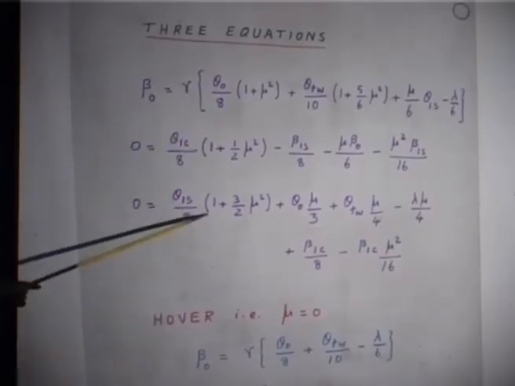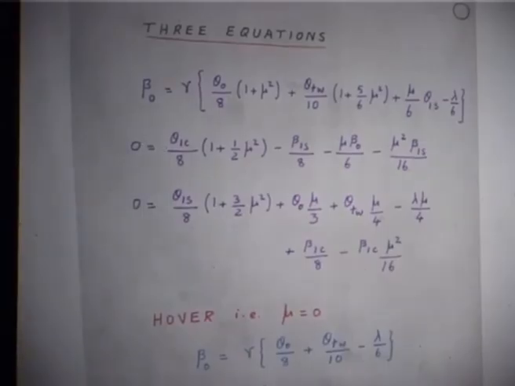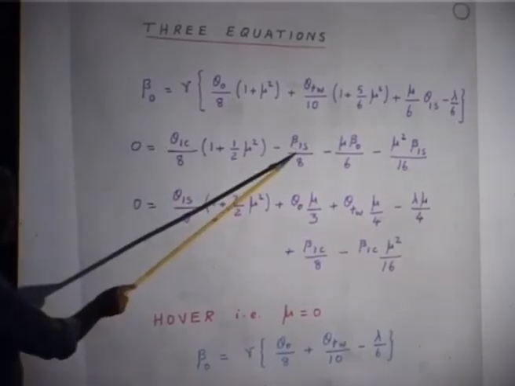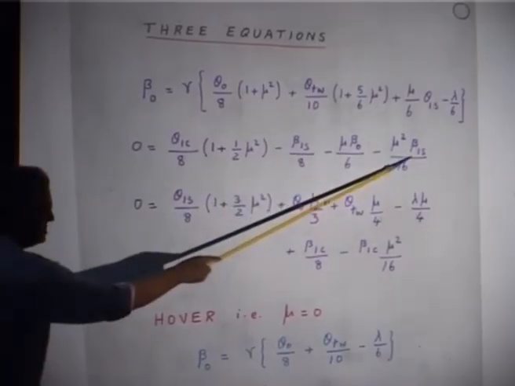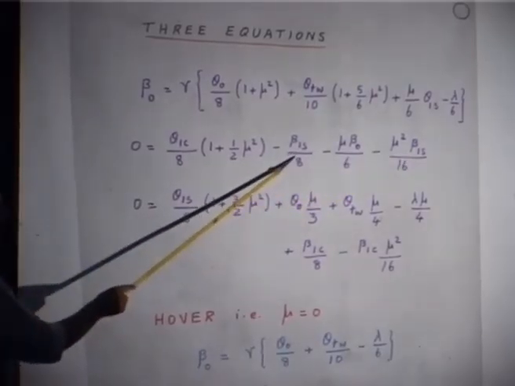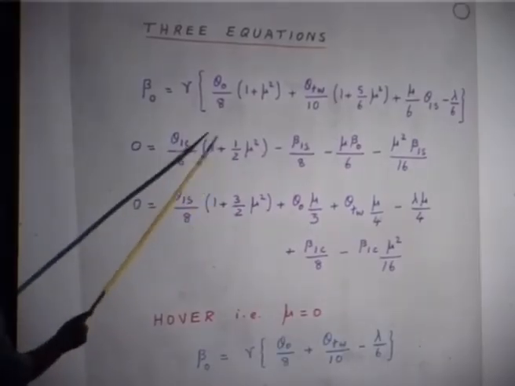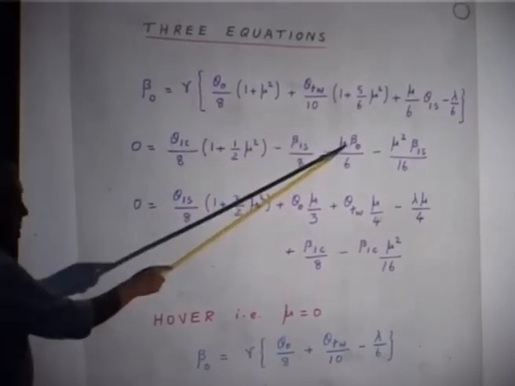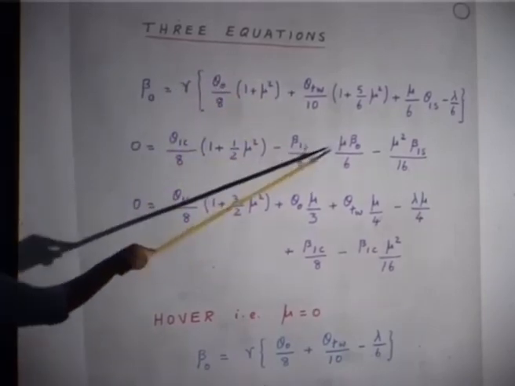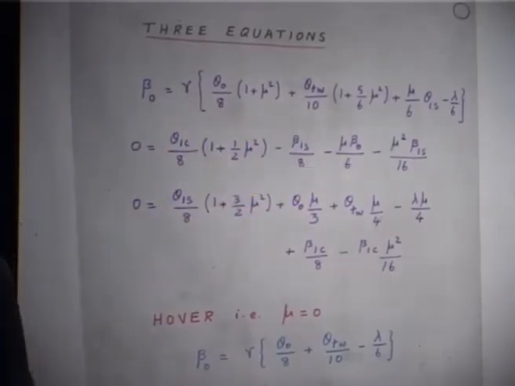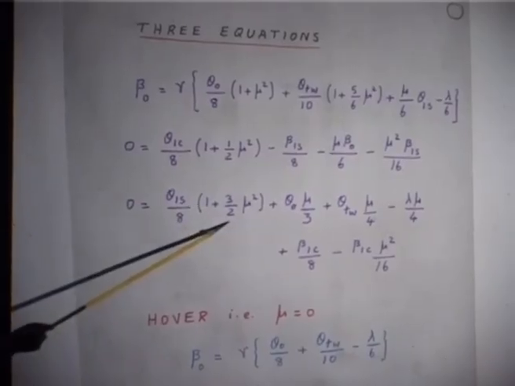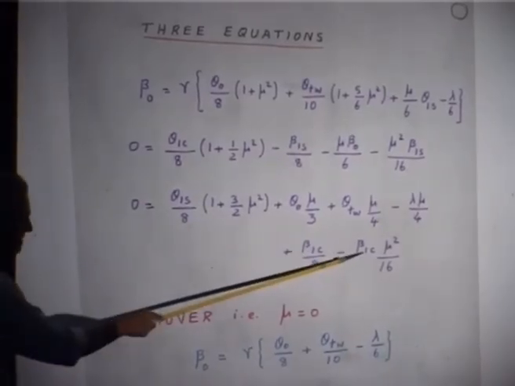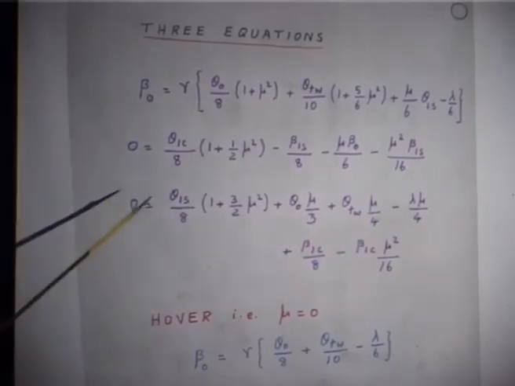From here, you have to relate because this is beta 1s, so you can get in terms of theta 1c and beta naught. That means you have to get this value, put it back here, then you can get beta 1s. Similarly, when you go here, you can get beta 1c. You take all the terms on that side, you get beta 1c. You have to solve this equation. This is for centrally hinged. Please understand.